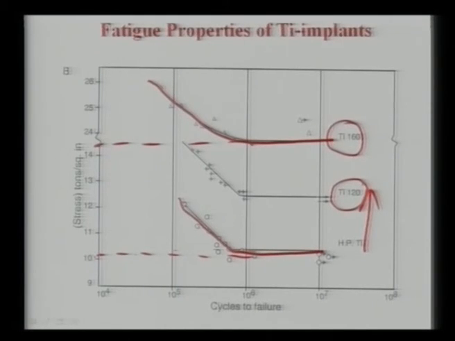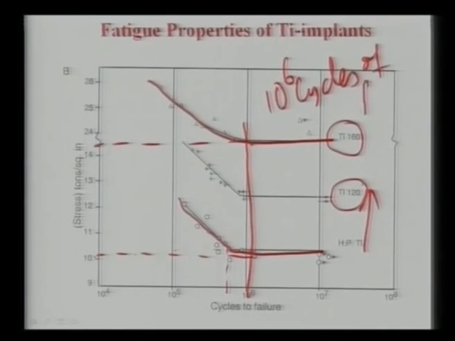The cycles to failure remains the same, that is around 10 to the power 6, but in case of high purity titanium it is less than 10 to the power 6. So, 10 to the power 6 cycles to failure is the typical fatigue life of titanium based materials.